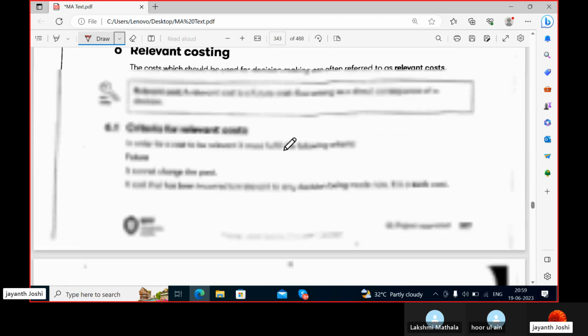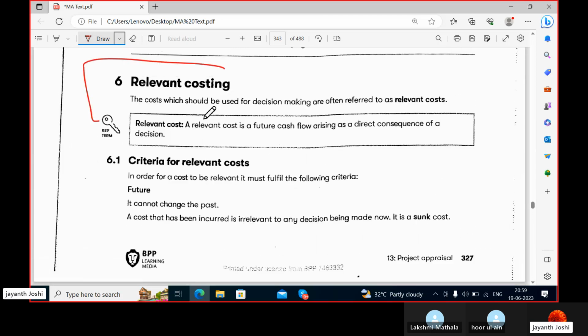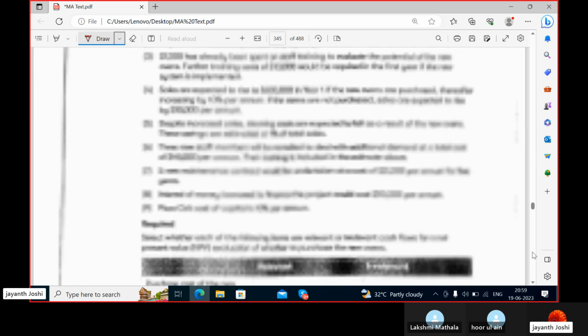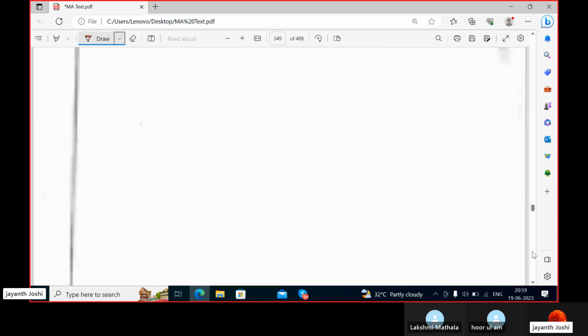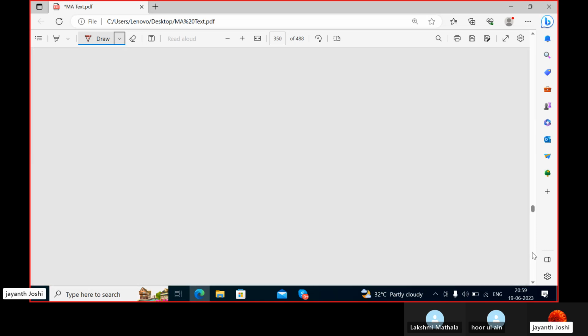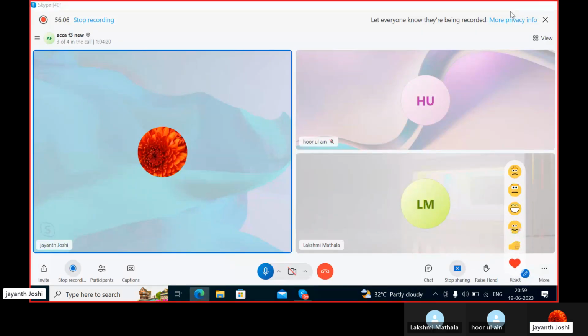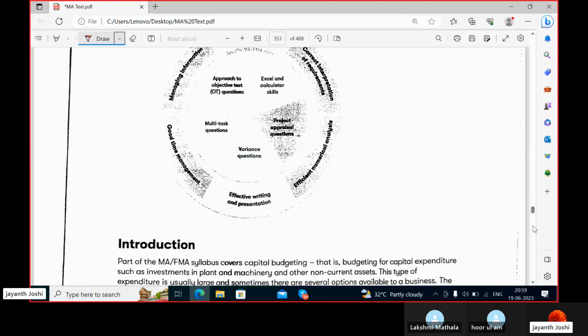Now we have only one topic, relevant costing. This is the sixth topic. I want 20 minutes of time tomorrow because we have to do a question also. So we will take just 20 minutes tomorrow to finish and then we will immediately start standard costing. That's okay? Yes, sir. Or do you want me to continue? Because again it will take half an hour.